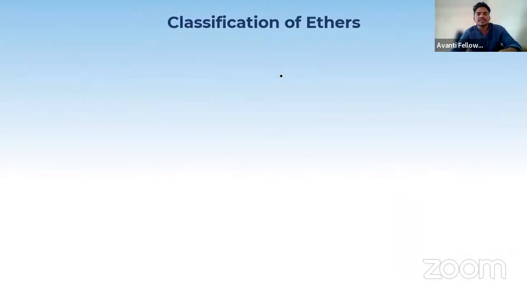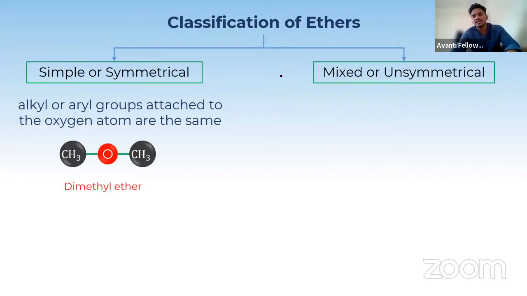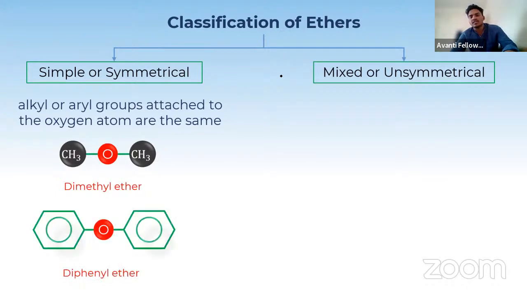Next, how do you classify ethers? It's simple: there are two types of ethers, symmetrical or simple ethers, and mixed or unsymmetrical ethers. You can see here dimethyl ether, which means a CH3 group is attached on both sides of oxygen. And diphenyl ether, where two phenyl groups are attached to the oxygen.